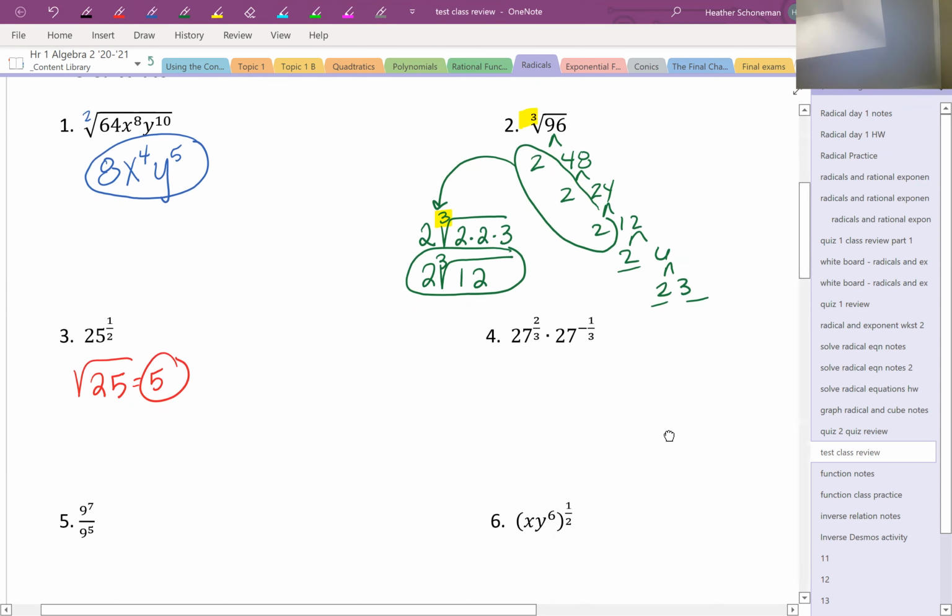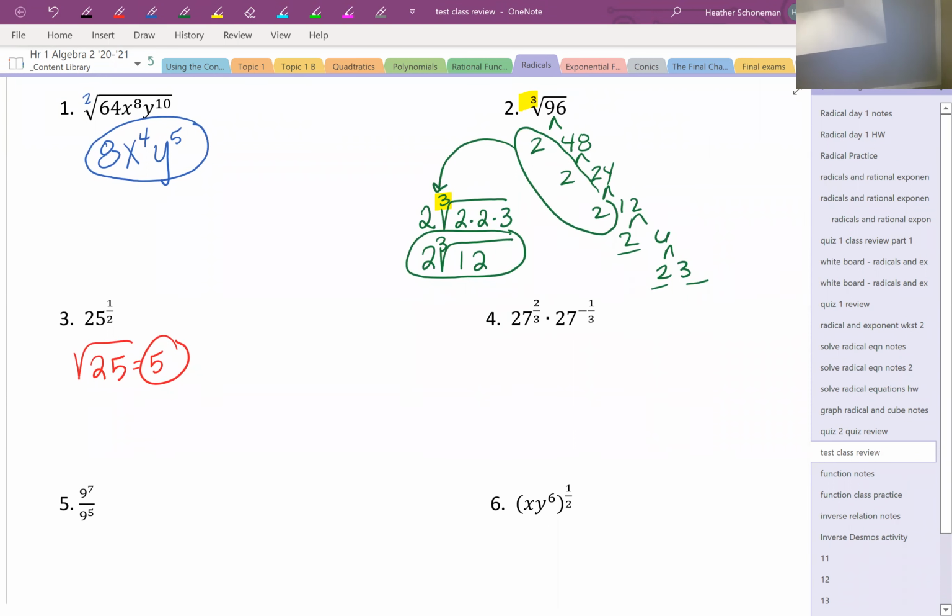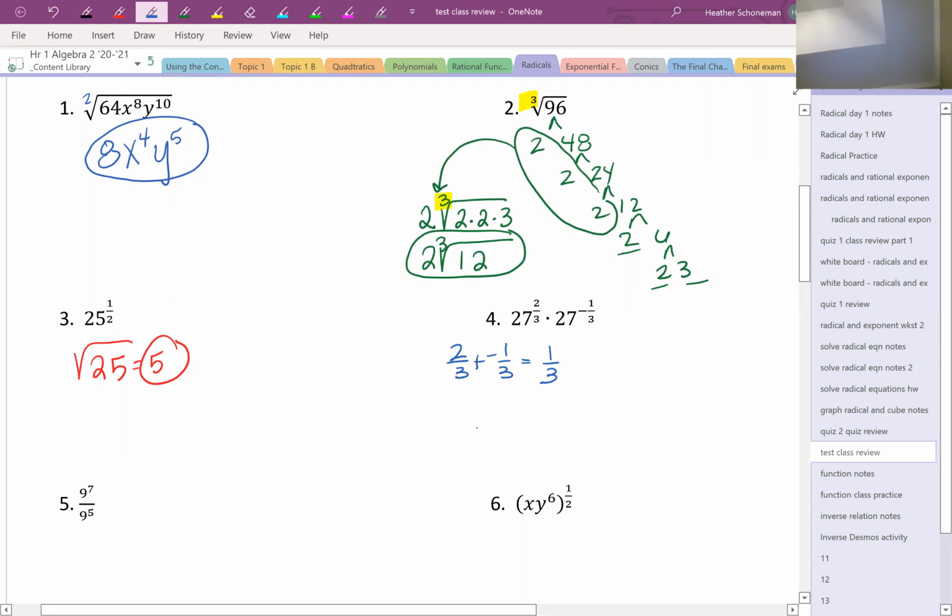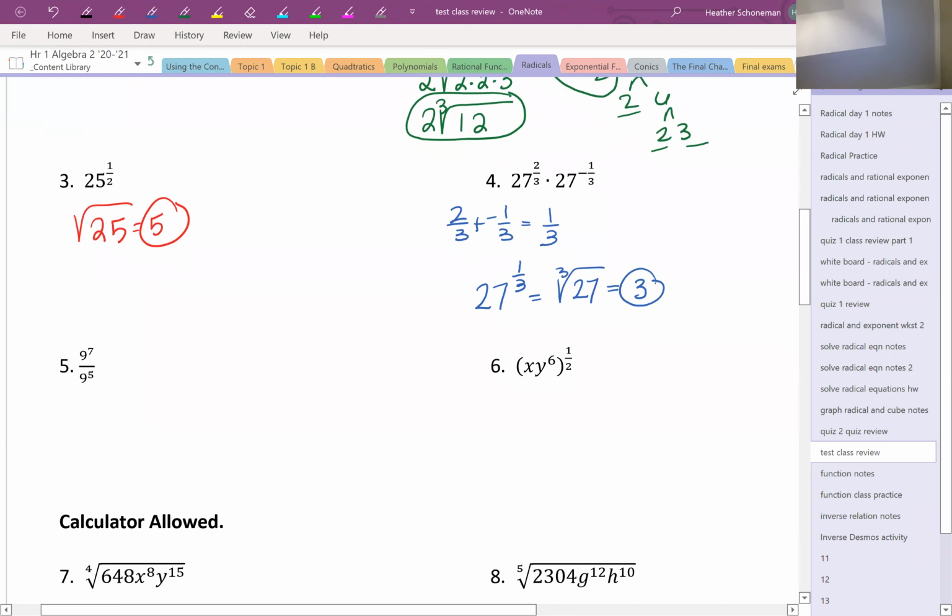Number 4, we are multiplying with the same base. The base is 27. When you multiply with the same base, you do not change the base. You simply add the exponents. So this is going to be 2/3 plus negative 1/3, which would be 1/3. So when I simplify this, I don't change the base. I have 27 to the 1/3 power. Well, to the 1/2 power over here, number 3 was a square root. So the 1/3 power would have to be the cube root. And the cube root of 27 is 3.